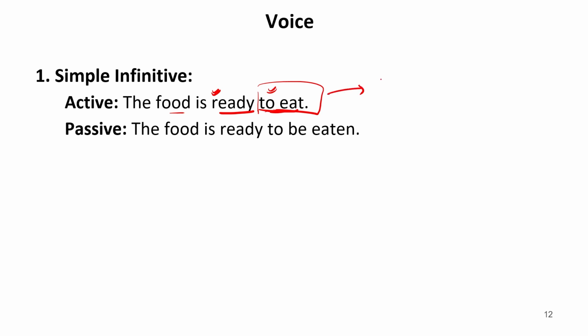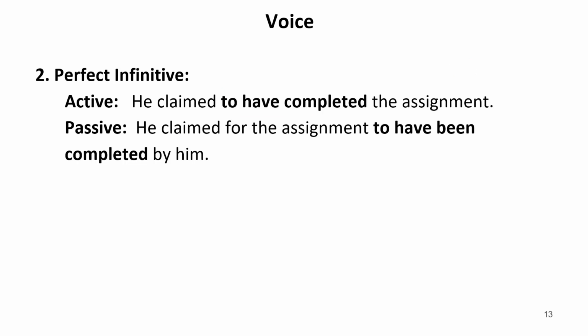this part we have to convert into "to" plus "be" plus past participle, that is verb third form. Only this part has to be changed. Rest part will remain the same as it is. "The food is ready to be eaten." This is the basic structure of how to convert an active sentence into passive voice with an infinitive. So this is the basic most form and this is the basic most style how to convert this active sentence into passive sentence. Now let us move to the next structure, that is perfect infinitive.